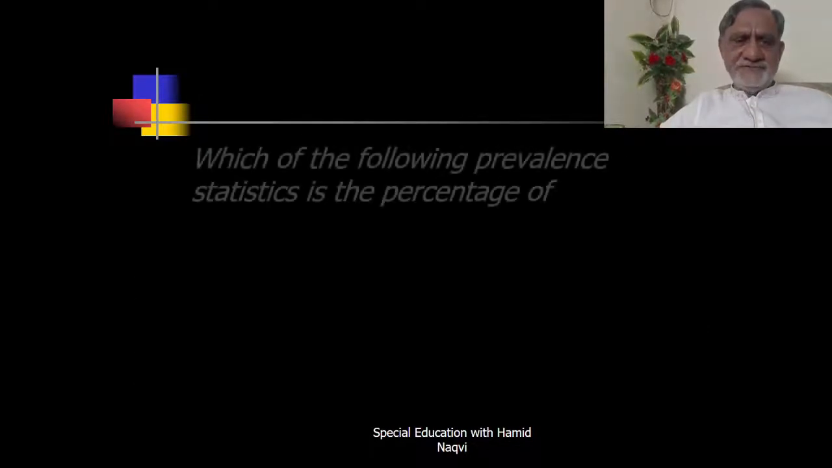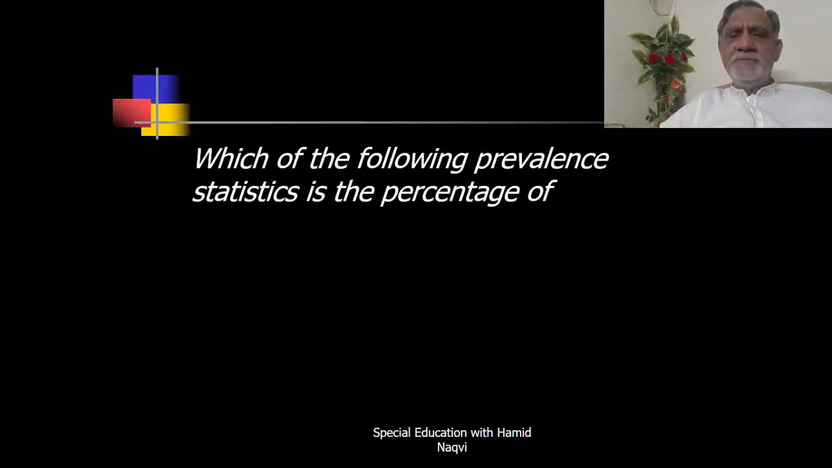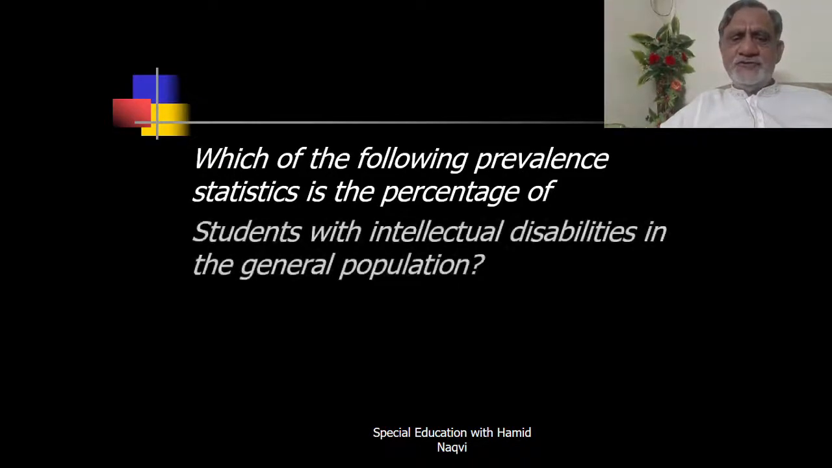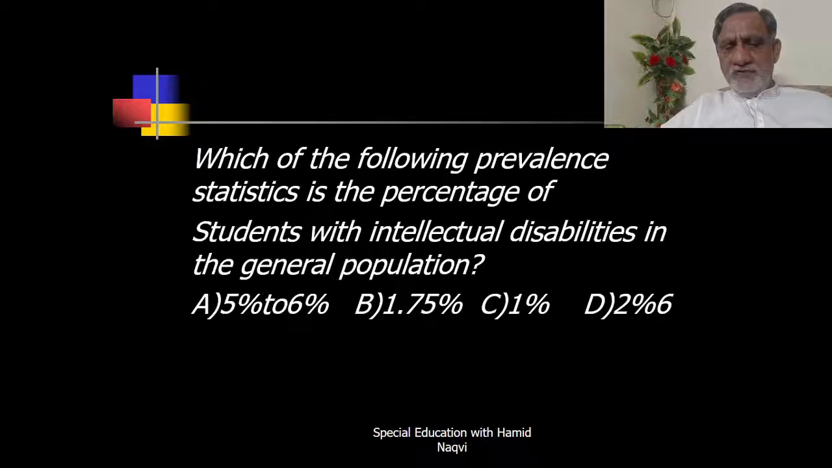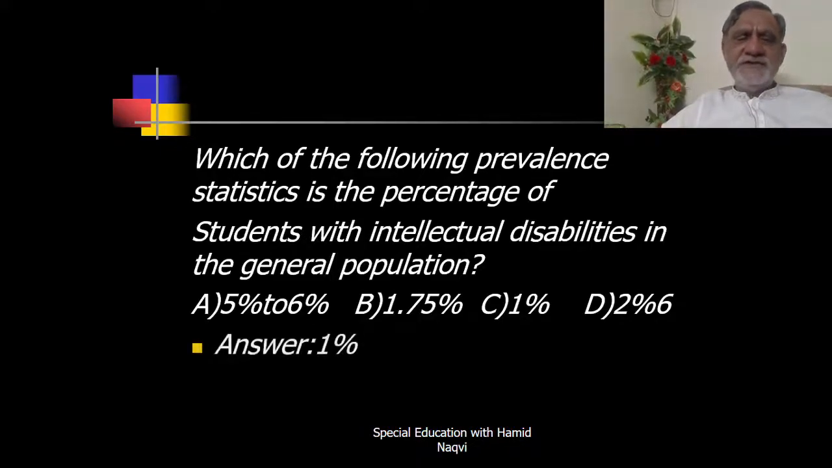Next question is, which of the following prevalence statistics is the percentage of students with intellectual disabilities in the general population? 5% to 6%, 1.75%, 1%, or 2% to 6%. Correct answer is 1% only.